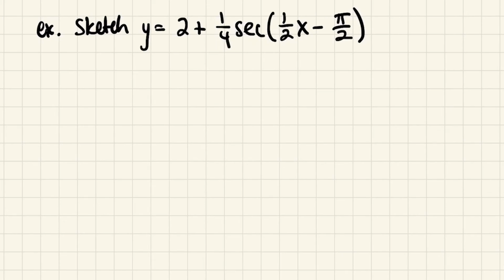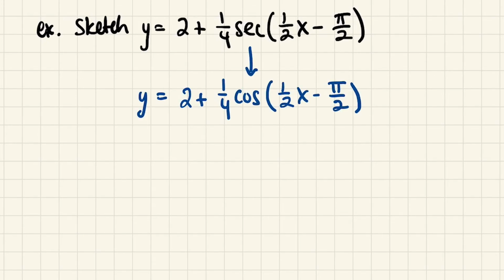All right, so to sketch this particular function, again, we're going to just replace secant with its reciprocal function, in this case, cosine, and pretty much spend 95% of our attention graphing the cosine version of this thing, and then at the last second, we'll replace our graph with the U-shaped things, and there we'll have our secant graph. So write this as 2 plus 1/4 of cosine of (1/2 x minus pi over 2). And we'll sketch that guy first.